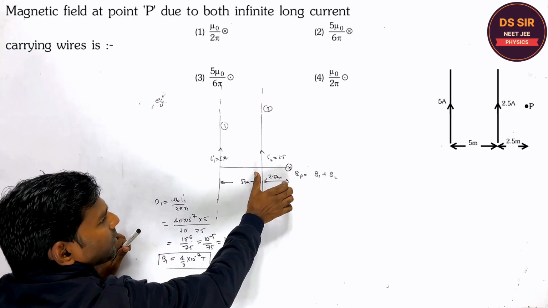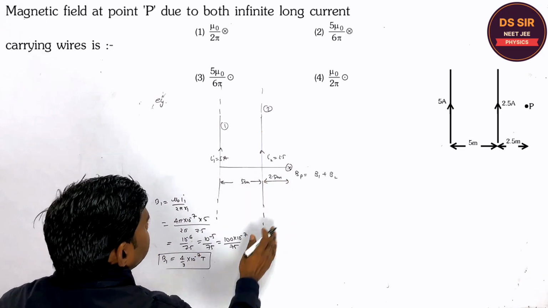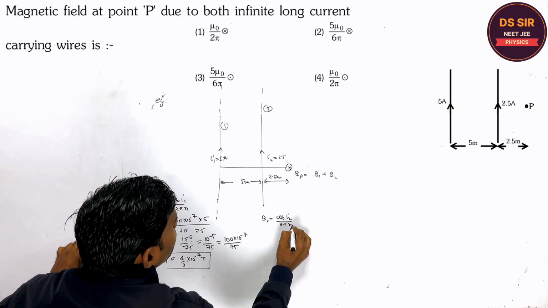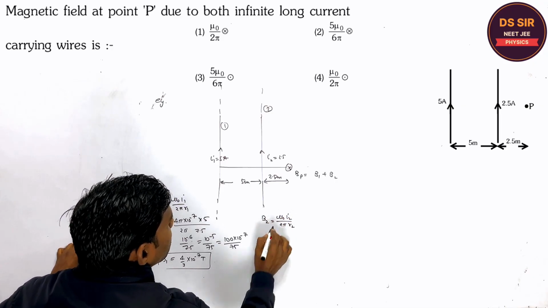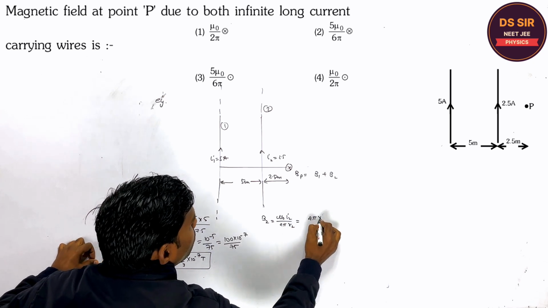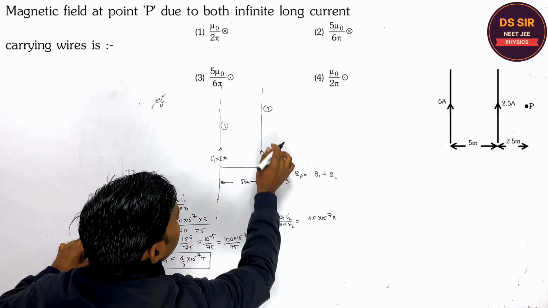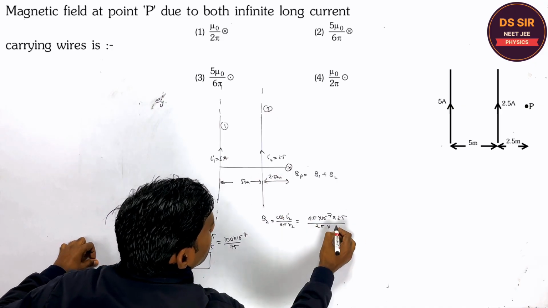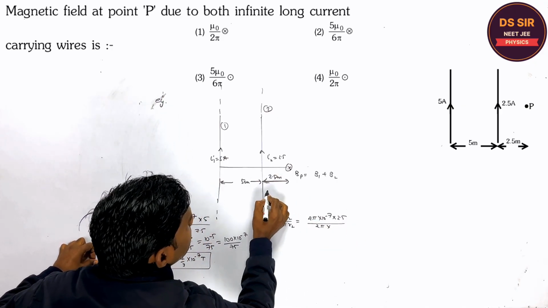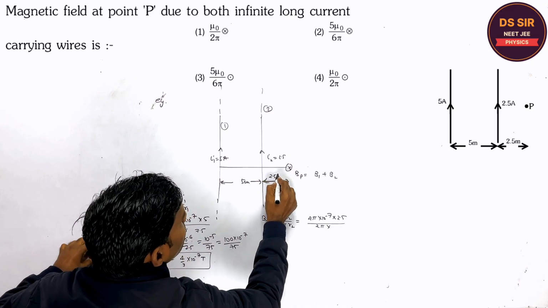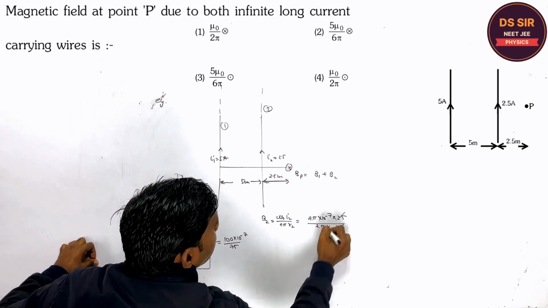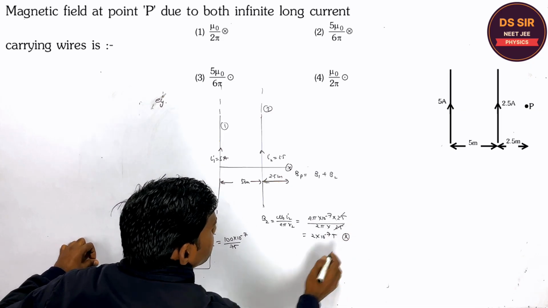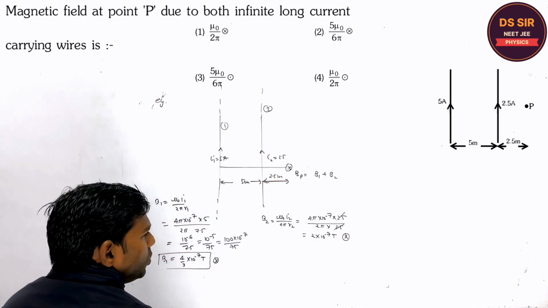For wire 2, mu naught I2 upon 2 pi R2. Is it clear or not? Yes, sir. 4 pi into 10 raised to the power minus 7. I2 is 2.5, 2 pi, and what is R2 here? That is 2.5. It will cancel out. So it is 2 into 10 raised to the power minus 7 Tesla. This is into the board. This is also into the board.